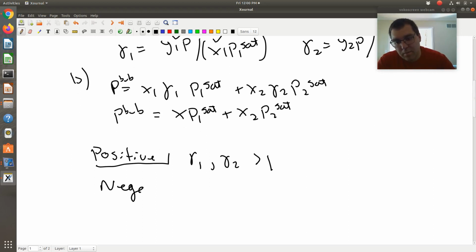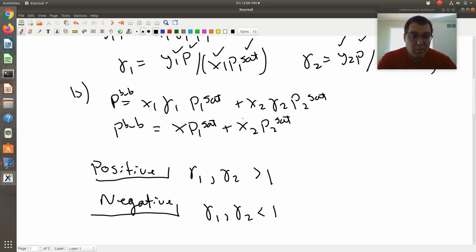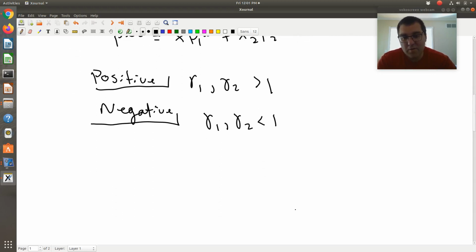Negative deviations would be when my actual bubble point pressure is less than that of the corresponding ideal solution. So that's when I have gammas less than 1. Or if you're dealing with logs, log gamma greater than 0 or log gamma less than 0. Now it just asks for positive deviations from ideality.